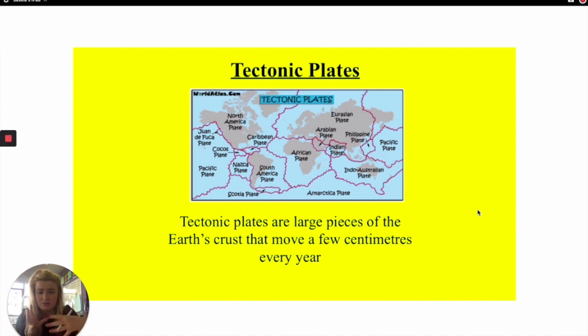Tectonic plates are why it happened. The Earth's crust is made into large pieces, tectonic plates. You don't need to know the names of all the different tectonic plates, but they're there, and they move a few centimeters every year. So that's why from 200 million years ago to today, the Earth looks very different.